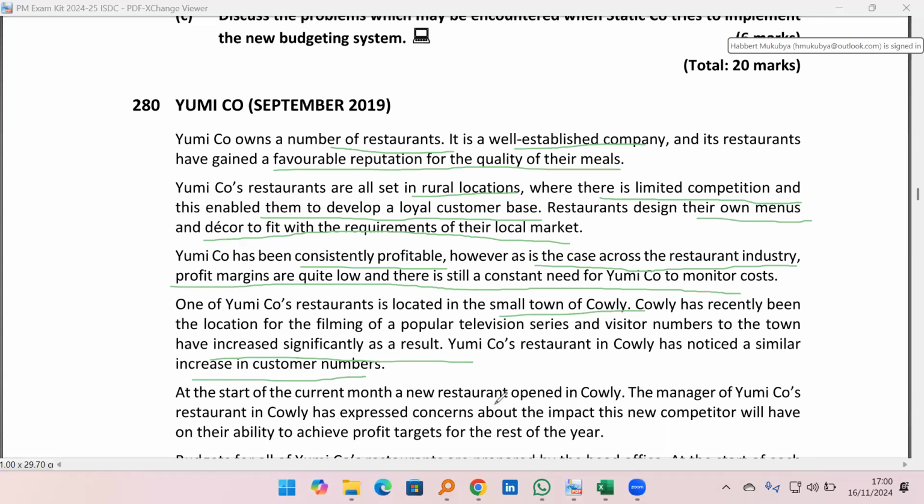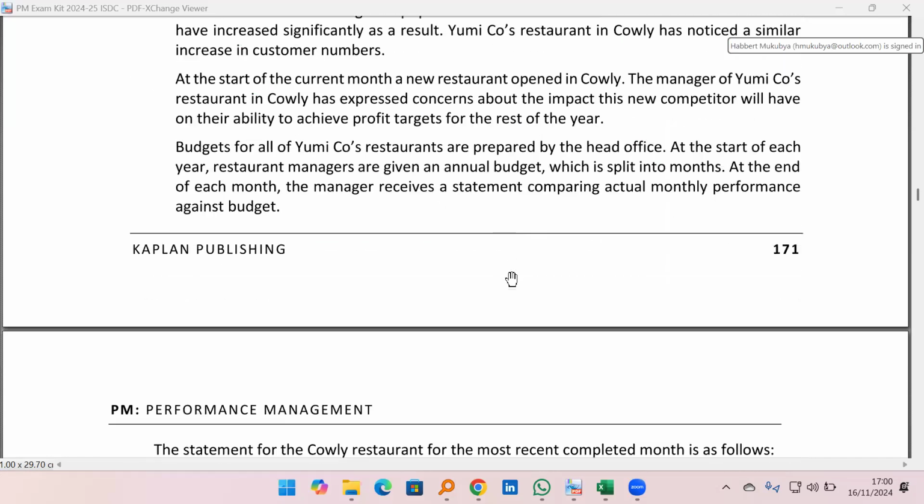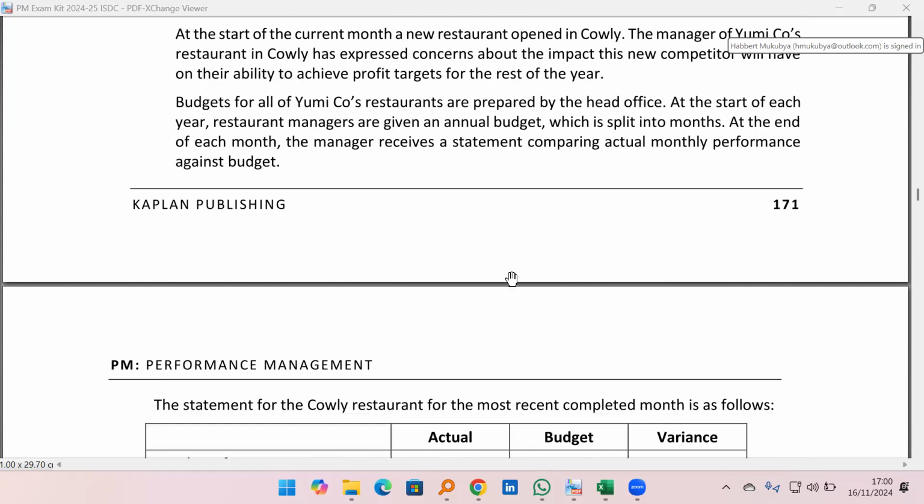So the manager of Yumi's restaurant in Kauli has expressed concerns about the impact of this competitor on their ability to achieve profit targets for the rest of the year. So that's something that has happened, may have an impact on the solution.